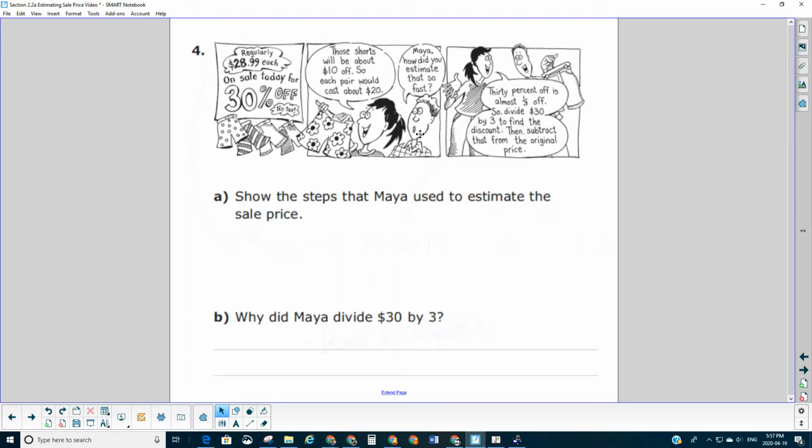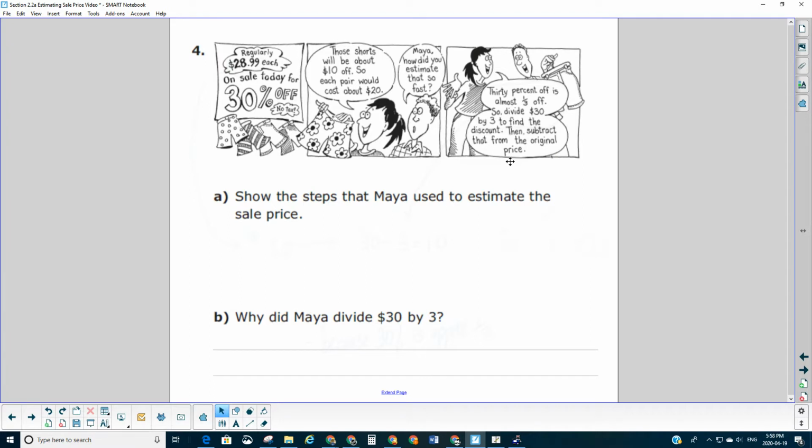And this guy here is like, Maya, how did you estimate that so fast? And she says 30% is almost 1/3 off. So let's divide 30 by 3 to find out the discount. Then subtract that from the original price. So she's sort of using method 1, but she's sort of saying it's almost 1/3. And she's right, 30% is almost 1/3. 1/3 is actually 33%, but you get a pretty good estimate.